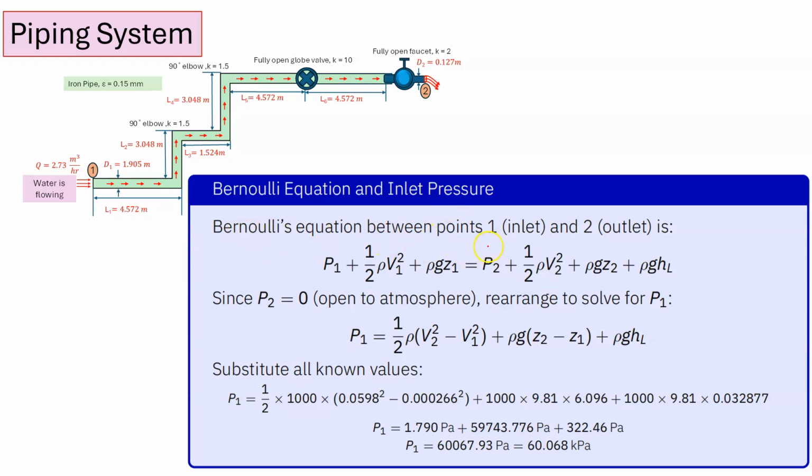So Bernoulli's equation between point 1, the inlet, and point 2, the outlet, is P1 plus half rho V1 square plus rho G Z1 equals P2 plus half rho V2 square plus rho G Z2 plus rho G HL. Now here P2 is 0 because it is open to the atmosphere, so we can directly cancel it out and rearrange to solve for P1. So P1 will be half rho V2 square minus V1 square, plus rho G Z2 minus Z1, plus rho G HL. So here this contribution is, I think, not that much.